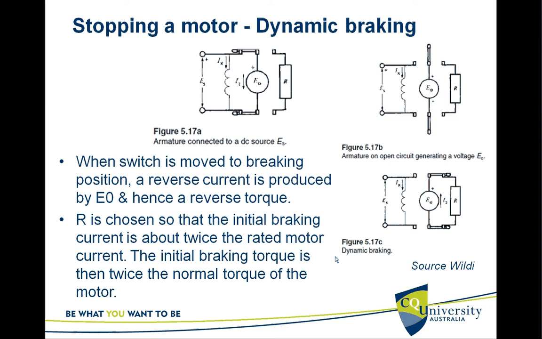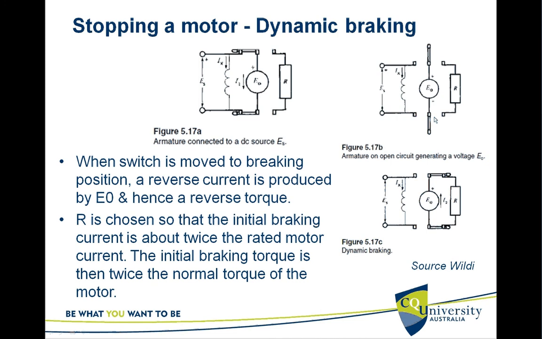To do that, when you use dynamic braking, this is what you do. Now this is when the system is operating. Then when you move the arm, the motor gets disconnected from the supply, and then you put it to the right contacts so that the armature is connected now to a load. The motor is now connected to a load.